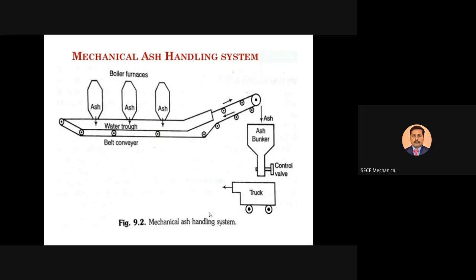Here you can see how the belt conveyor is formed. With the help of ash pockets, the ash comes down and goes to the belt conveyor. The belt conveyor rotates and carries it to the ash bunker, and finally with the help of a control valve, we can fill up the trucks. The truck comes to the ash bunker area, the ash drops down from the ash bunker, and you can load the truck. This is how a mechanical ash handling system is used.